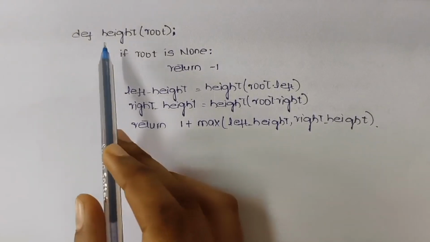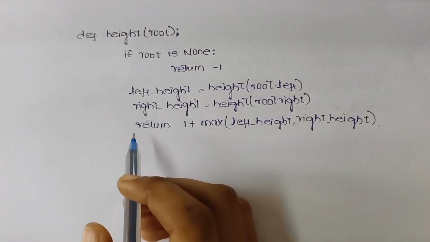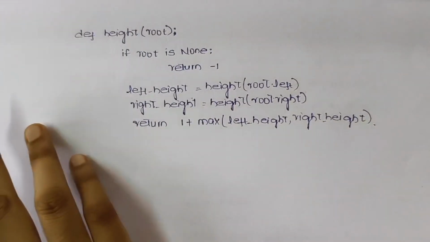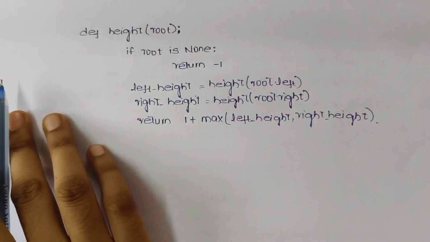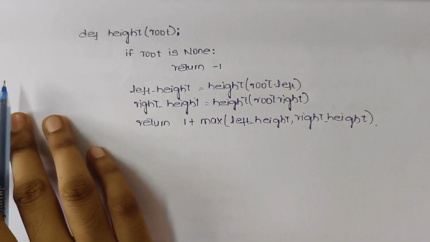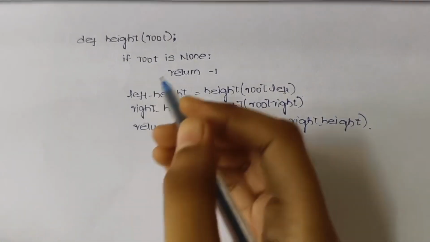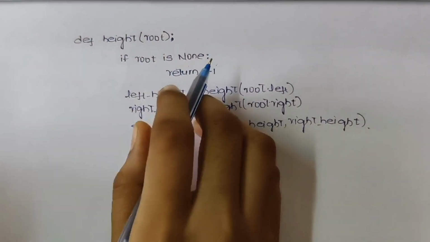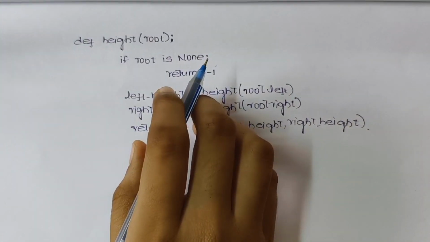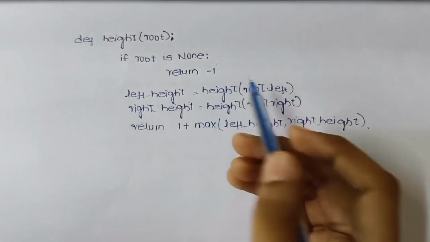Here is the code of the height of the binary tree in Python. So here we basically use the concept of recursion to calculate the height of the binary tree. First we check that the root is none. If the root is none, there is no height. So we return minus 1.